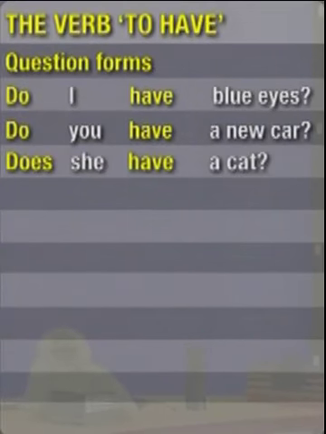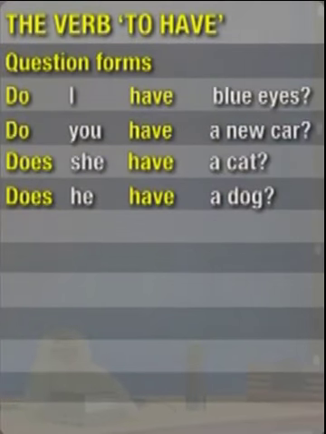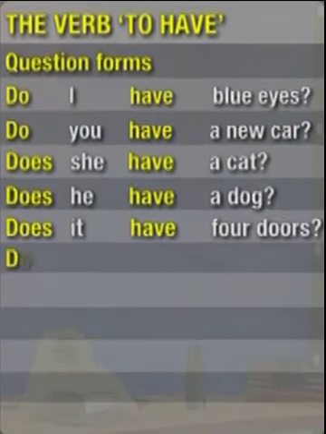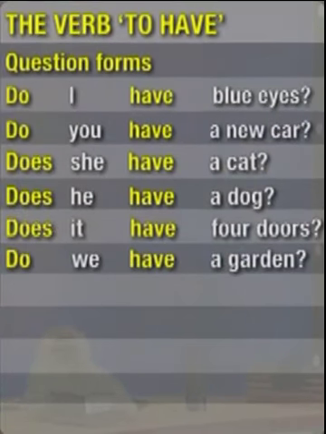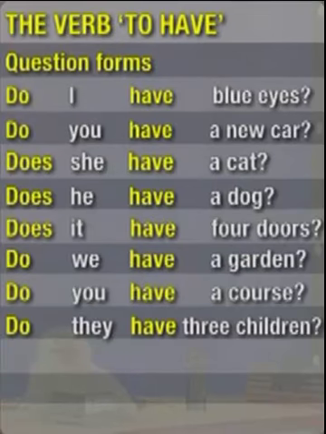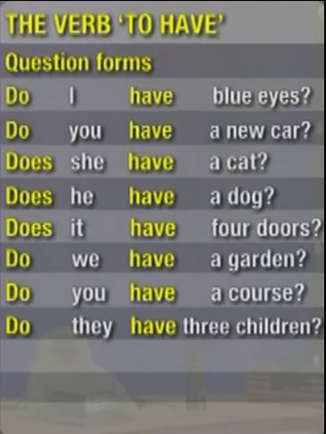Does she have a cat? Does he have a dog? Does it have 4 doors? Do we have a garden? Do you have a course? And do they have 3 children? Okay, so that's the verb have. Don't forget the auxiliaries do and does.